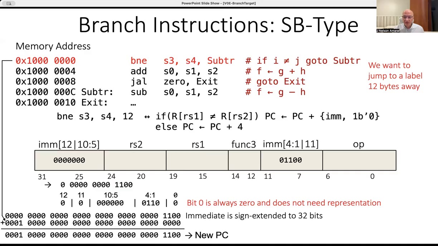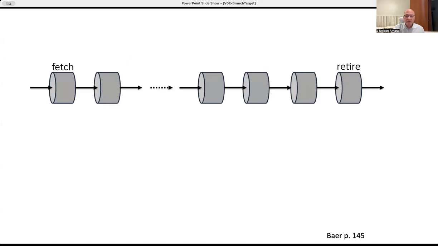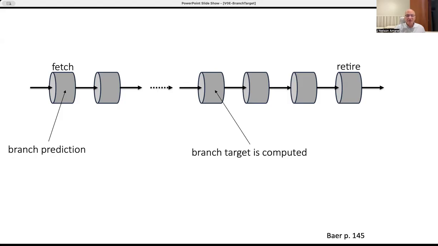I need to take the current value of the PC. I need to take this immediate shuffled in the instruction, undo this shuffling, and I need to do this addition. All this takes time. So if I look at the pipeline, I'm going to be doing the branch prediction at the fetch stage. And if I predict this branch to be taken, I need the address of the target instruction for this branch. But the target will only be computed after multiple stages in the pipeline.